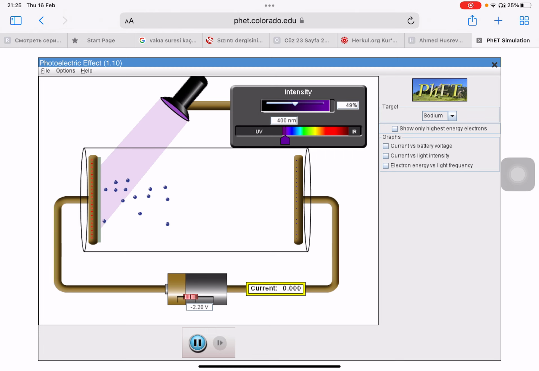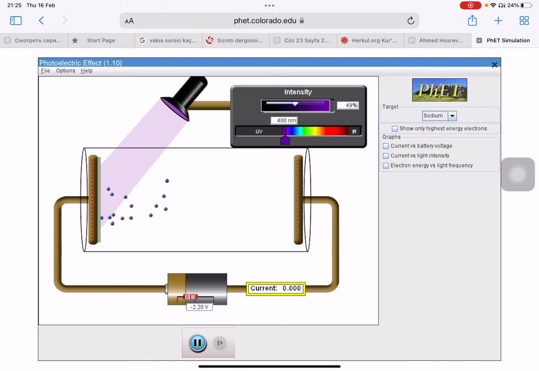Now, what if I change it? You see here, my stopping potential is approximately 2 volts, because you see here that the photoelectrons released from the cathode cannot reach the other side, because I have minus 2.20 volts here in the opposite pole, and this potential that I show in this case is called the stopping potential, because you see here the speed of photoelectrons is now slowed down and they can't reach the other side.